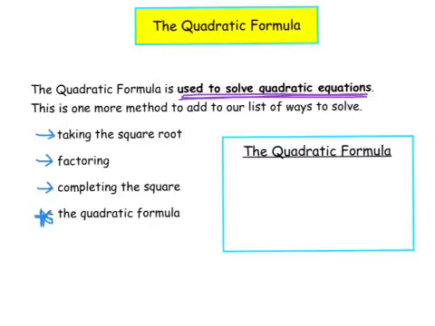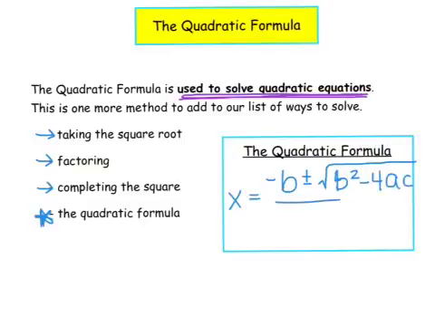In order to solve with the quadratic formula, we need to know what it is. And because it's a solving method, we're going to solve for x. The quadratic formula is x equals the opposite of b plus or minus the square root of b squared minus 4ac, all over 2a. This is what we can use to solve quadratic equations. This is our quadratic formula.